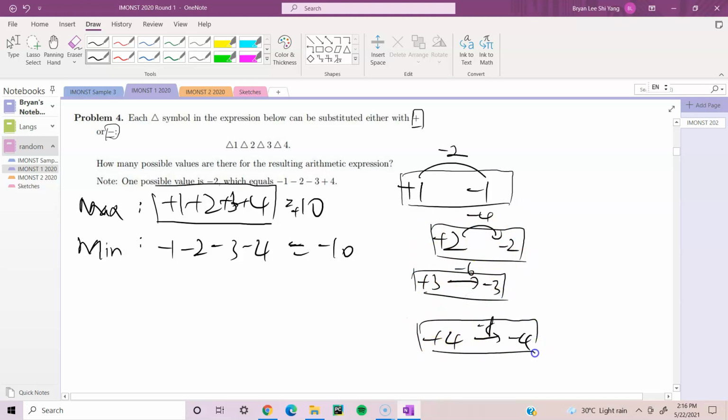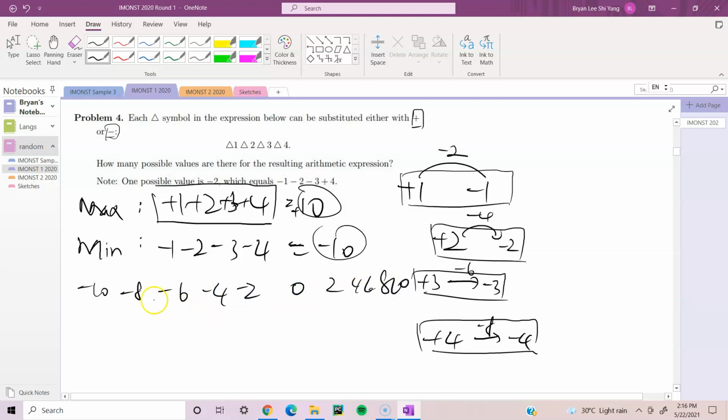Observe that all of these are even numbers, and both of these extremes are also even numbers, which means theoretically that we can produce all the even numbers between 10 and negative 10, including both of them. So all the values from negative 10, negative 8, negative 6, negative 4, negative 2, 0, 2, 4, 6, 8, 10.